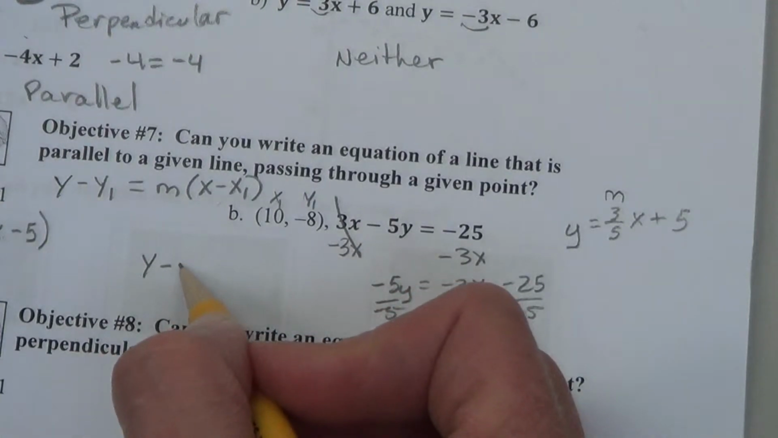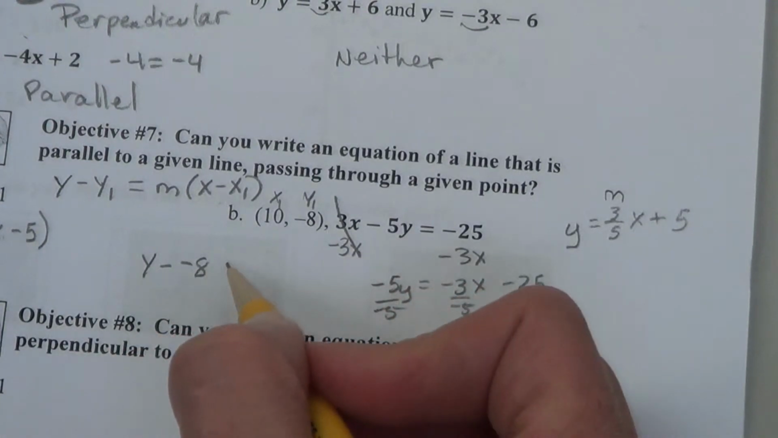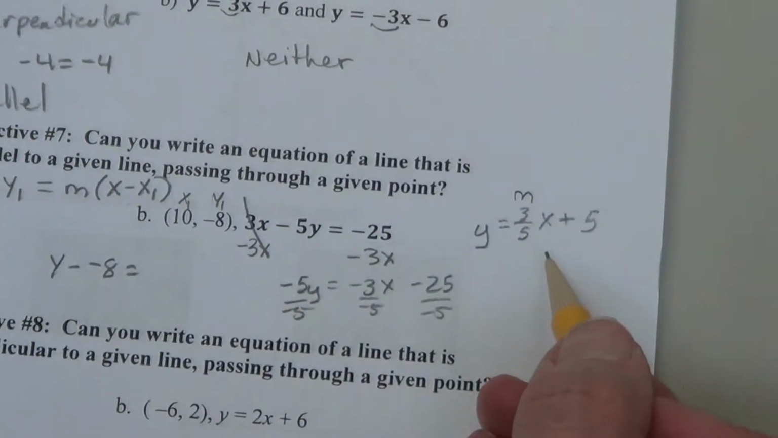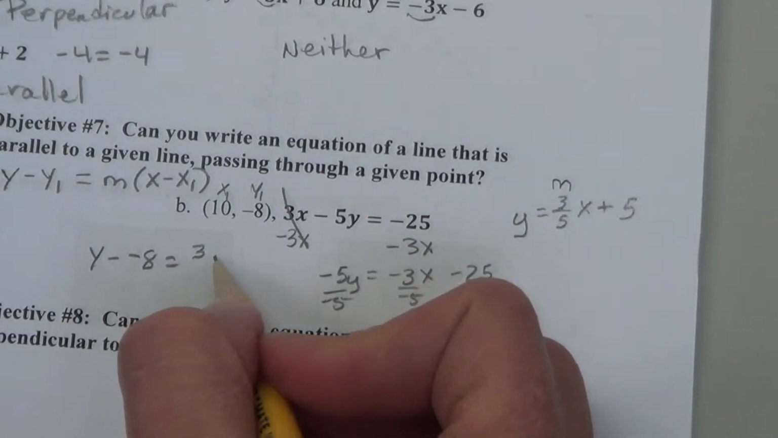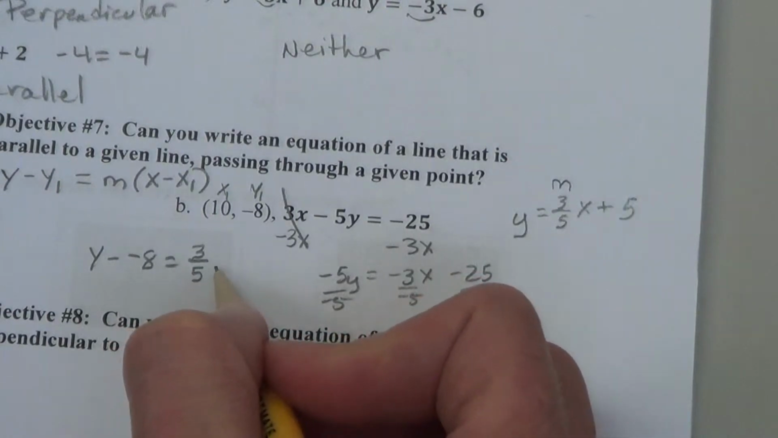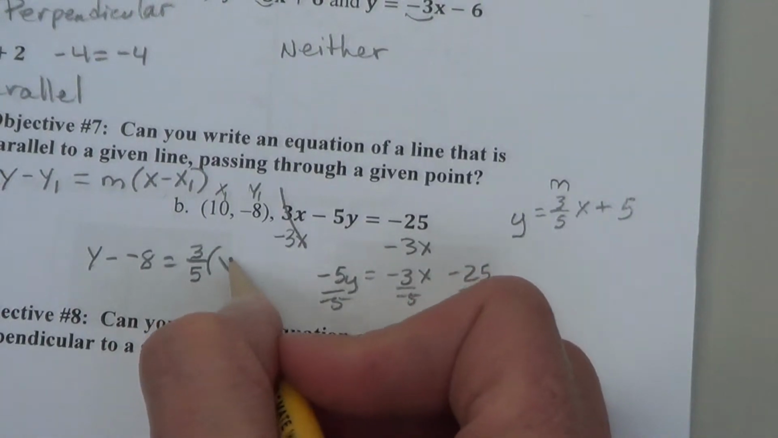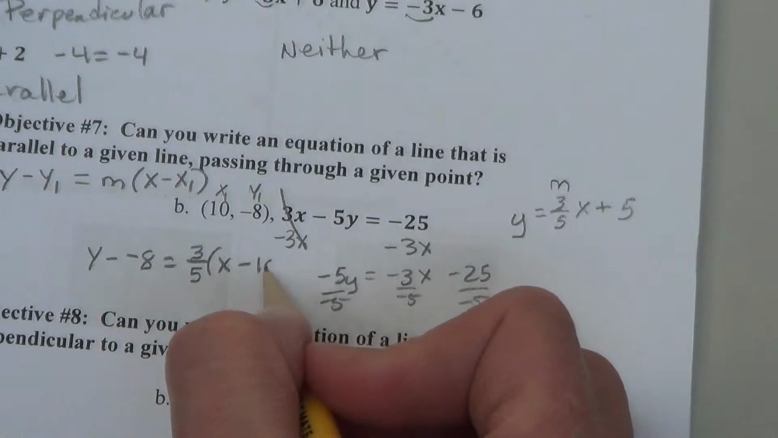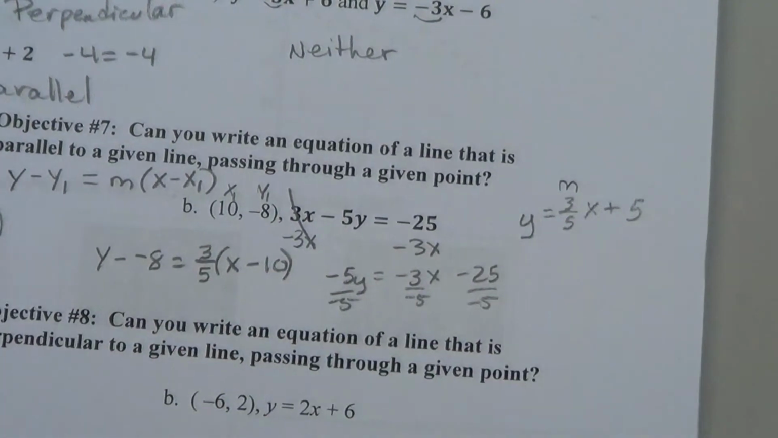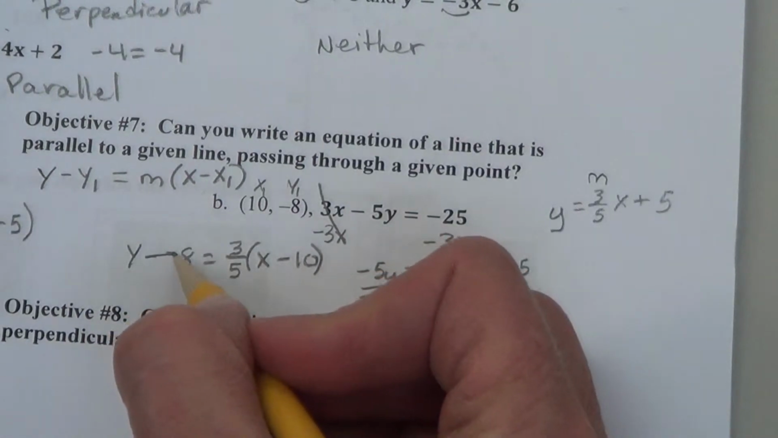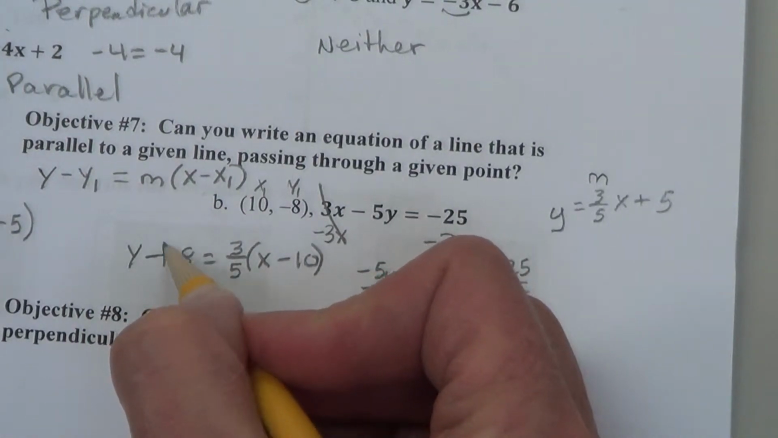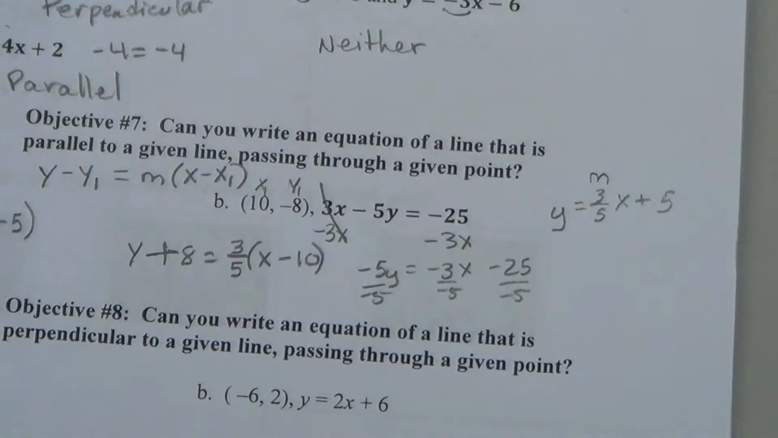y minus negative 8 equals our slope value, 3/5 x minus 10. Now the only thing that I would ask you to do in finishing that off on a test is to clean up the negative negative and make that a plus. Okay, very good.